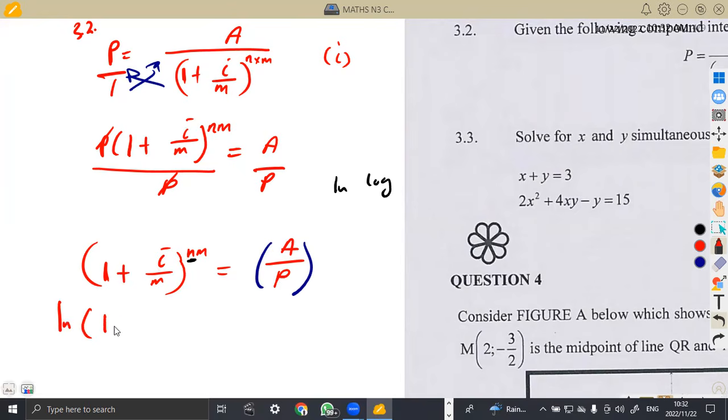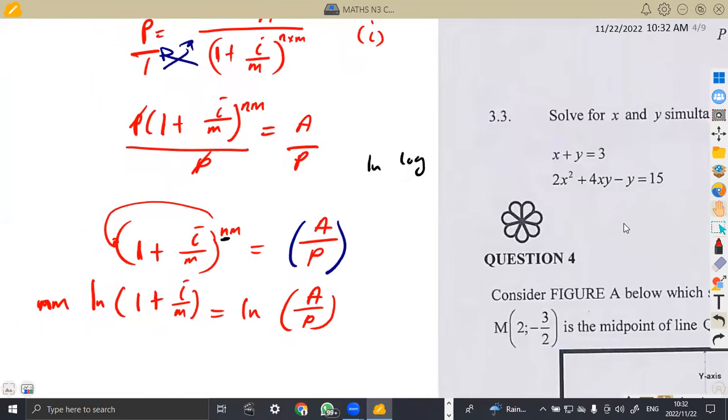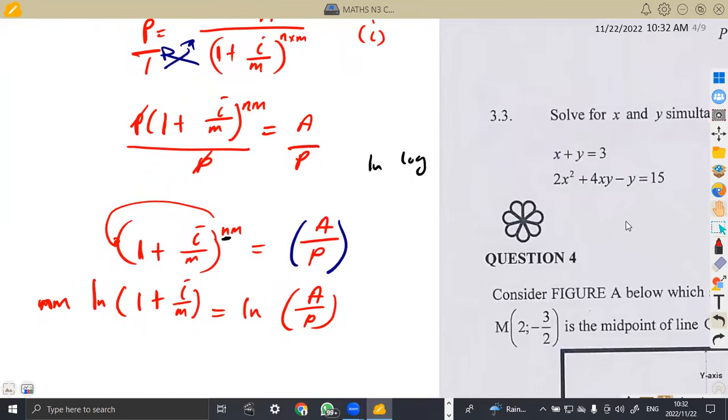So ln of (1 + i/m). The moment you introduce ln, we know that this exponent is going to be dropped down. So it's going to be nm, which is equal to ln on both sides, which is ln of A over P. All right, so let's see, guys, what is going to happen in this case because we have introduced the ln. I want us to see what is happening. We can divide, okay? Let's divide first. Divide by nm, divide by nm. I want you to see what is going to happen.